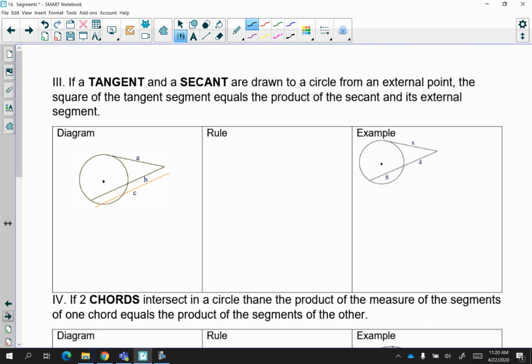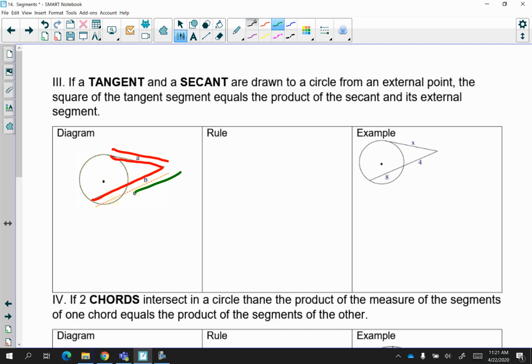Next rule. If a tangent and a secant are drawn to a circle from an external point, the square of the tangent segment equals the product of the secant and its external segment. Also a very simple rule. What is that saying? That's saying if we take the tangent and we times it by itself, that's equal to the whole secant times the external piece.